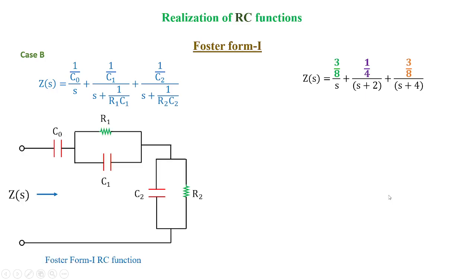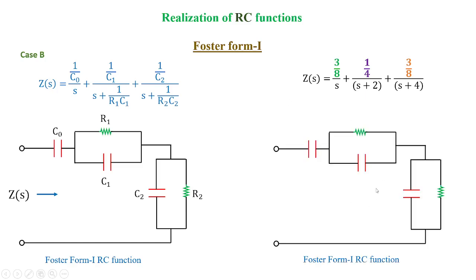Now with this Foster form 1 representation for RC function, we can substitute the values for the first parameter, that is the capacitance, as 8 by 3 farads. Then we have the parallel combination of resistor and capacitance, which can be replaced by 1 by 8 ohms in parallel with 4 farads. Then 3 by 32 ohms in parallel with 8 by 3 farads.